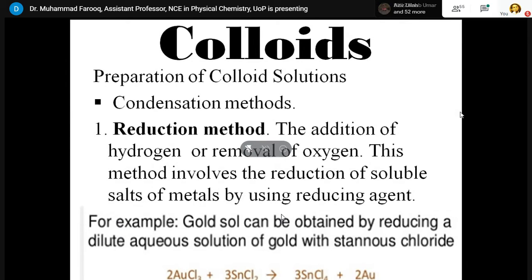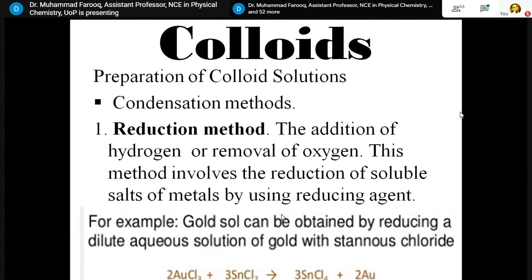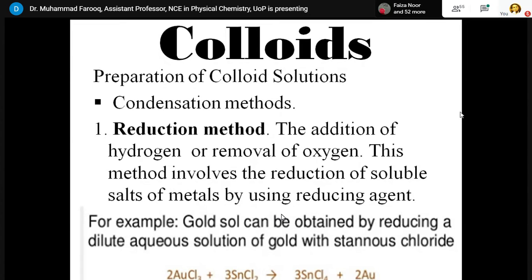Sol, just like colloids, which have the particle size in the range of 1 nanometer to 1 micron. If the particle size is in this range, we call it the sol. Sol is a liquid suspension. Liquid suspension means just like milk. Liquid suspension, in which the particle size is in the range of 1 nanometer to 1 micron.